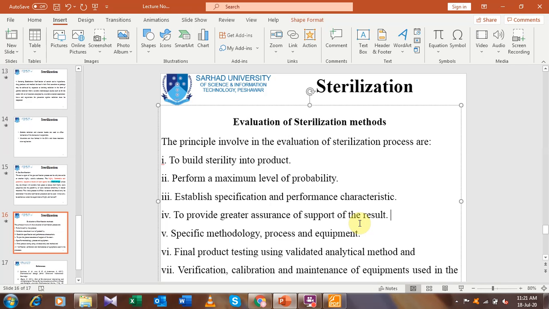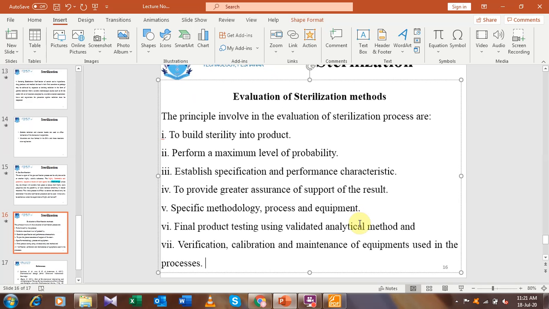And finally, the verification, calibration, and maintenance of equipment used in that particular process. I told you about calibration, what it is and what its purpose is, and how we will verify it using suitable calibration methods. For the verification and calibration, and if the equipment needs any maintenance, we should get it through maintenance as well.